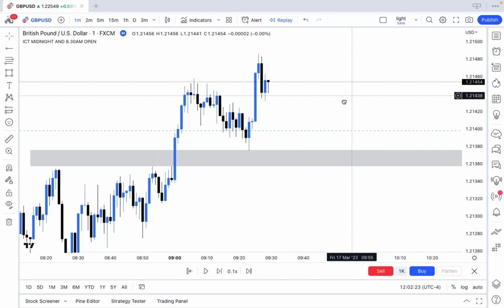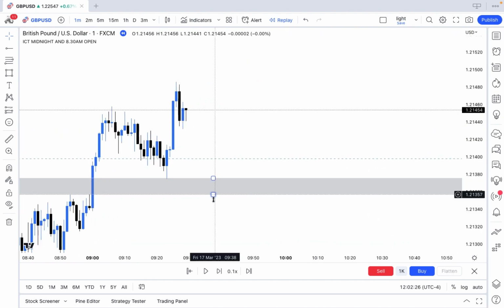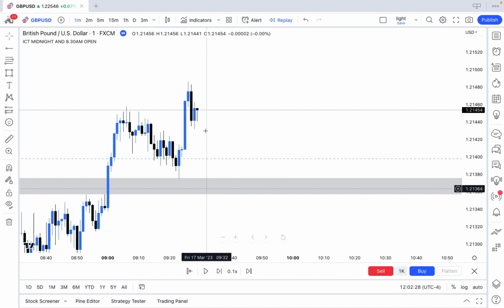So now time for the entry. This is the 1 minute fair value gap, and I'm ready to get involved in a buy trade if my model gets presented.